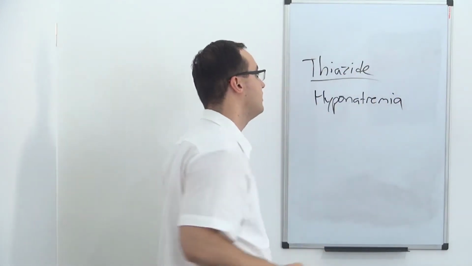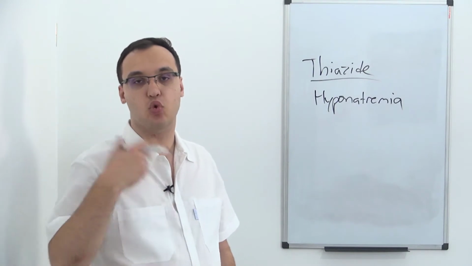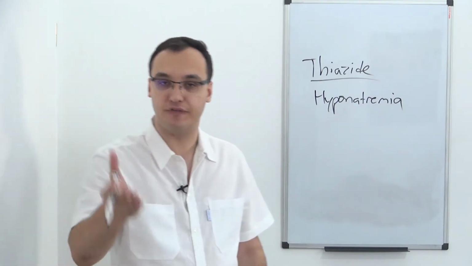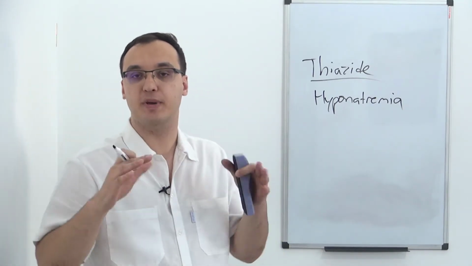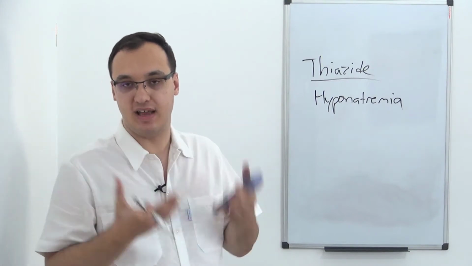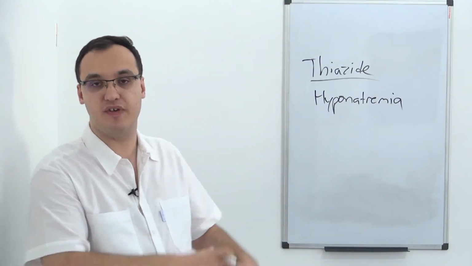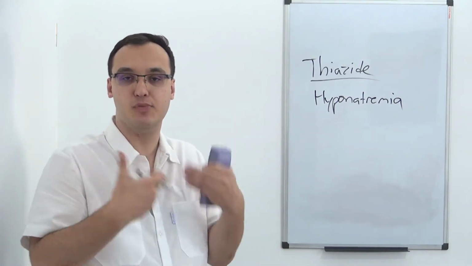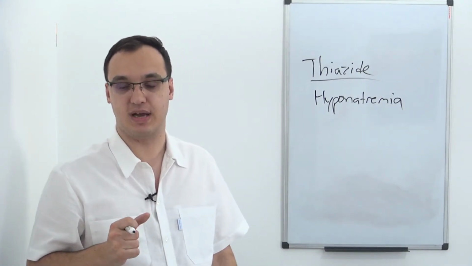Why do we give thiazide diuretics? Thiazide diuretics are medications that increase the water excretion from the body. For example, you have a patient with heart failure and you need to remove a lot of water because the water builds up in his lungs. Or the patient has edema in his legs, a very big swelling of water, and we need to remove this water. And therefore, the doctor will give a thiazide diuretic.